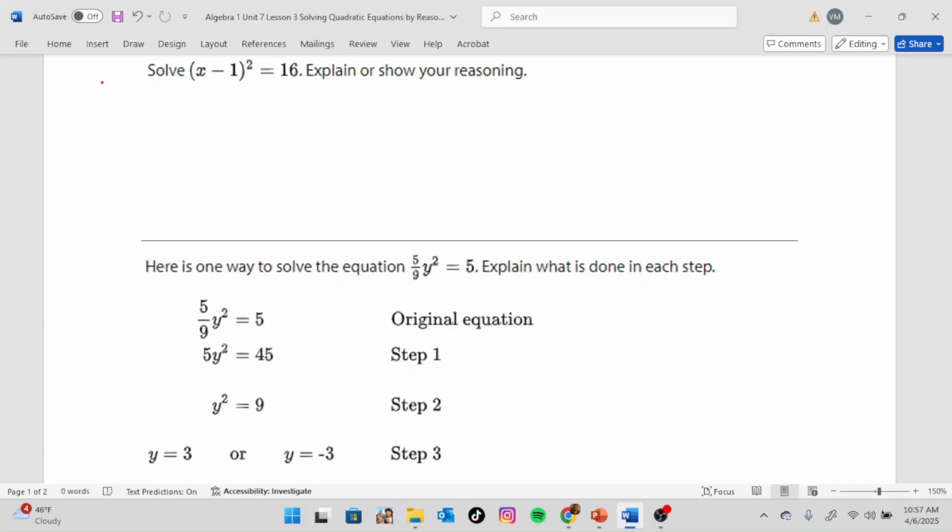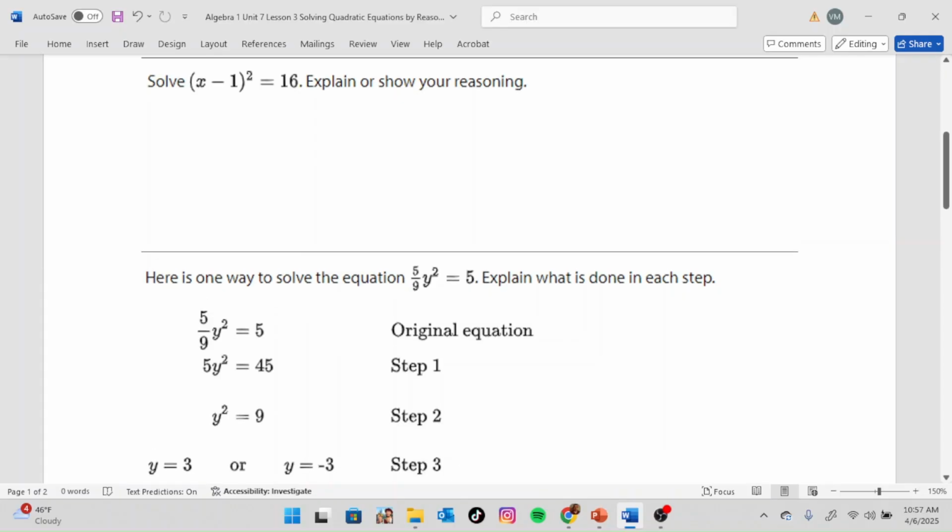So if we have the quantity x minus 1 squared on the left and we have 16 on the right, the first thing we need to do is take the square root of both sides, because the opposite of squaring something is taking the square root.